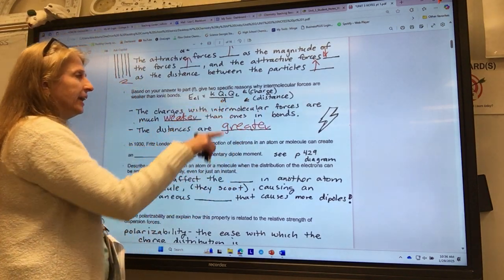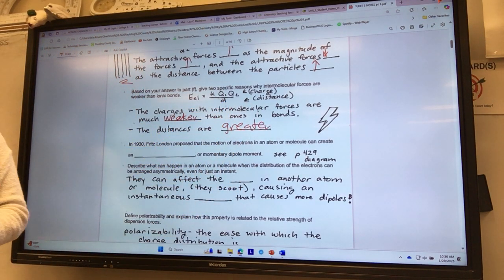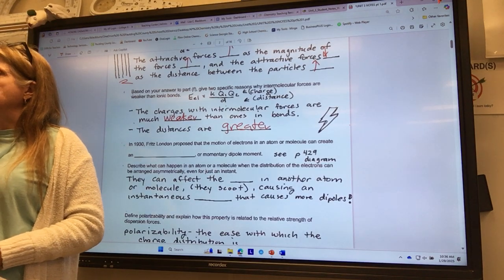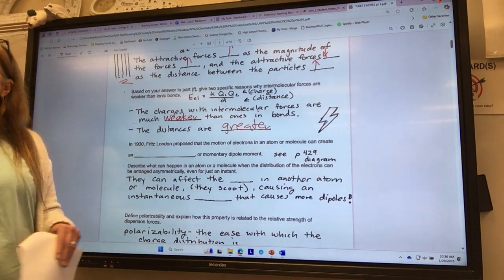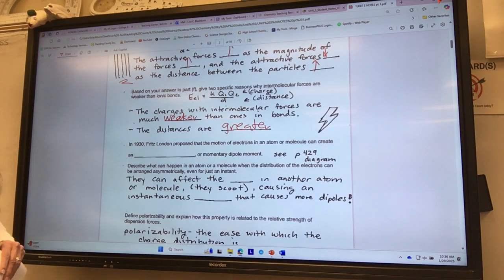So that D is bigger. Bigger denominator equals smaller number, right? Mathematically. Okay. So here he is. That's his name, not his city. In 1930, we should figure out what city he did this in.